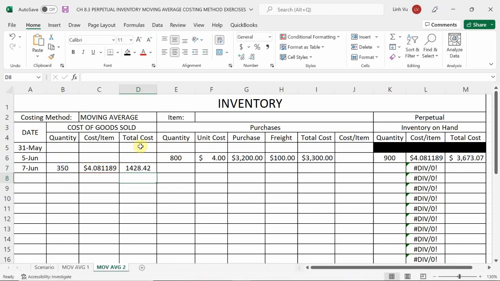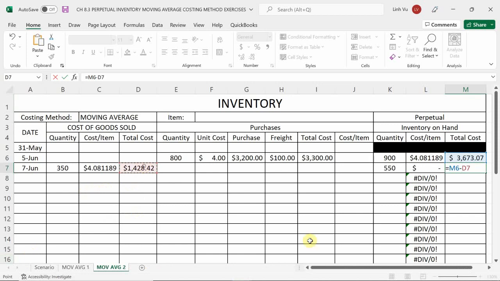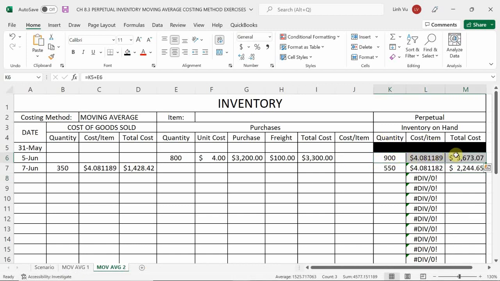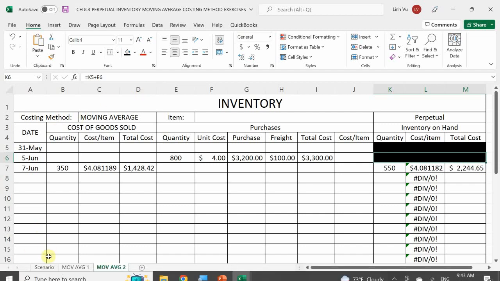Then we're going to subtract that out from my inventory on hand. 550 units, and $2,244.65. Good, excellent. All right, so let's keep on going.